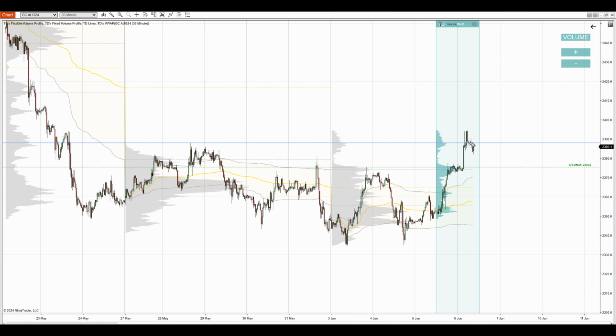If we don't see some more buyers jumping in and accepting higher prices, then this doesn't really mean too much, and it could just be a false breakout. All right, so keep an eye on this and let's see how it plays out.